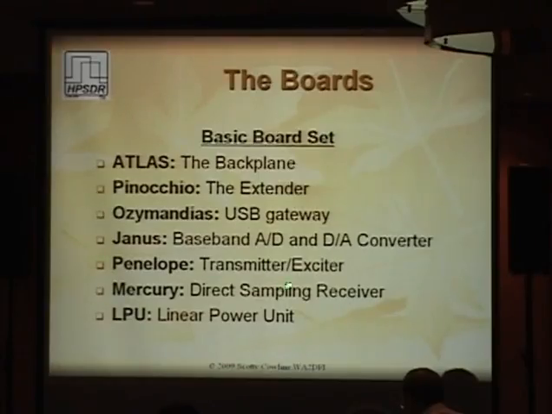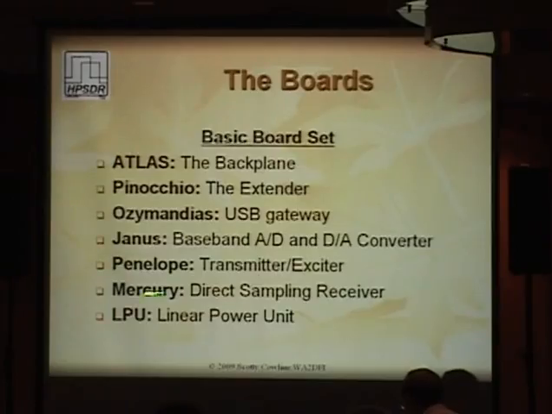Again, Penelope, the transmitter exciter, is 0.5 watt. It covers up to 6 meters, up to 55 megahertz, and it's a direct synthesis. That means you basically take a D to A, and the software constructs the waveform. And then it's followed by a 0.5 watt PA, which I think Phil took from the cell phone industry. He used a cell phone type PA, very low power, very cheap too. Mercury uses a 160 megasample per second A to D converter.